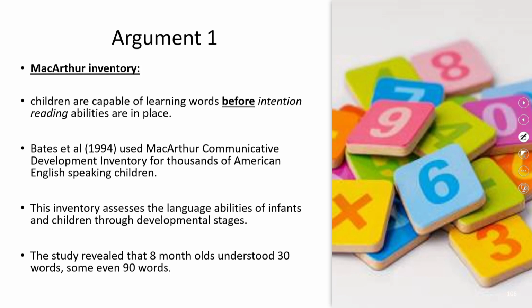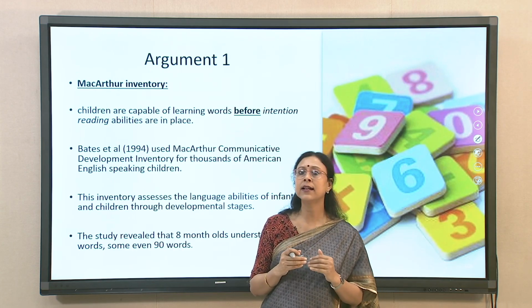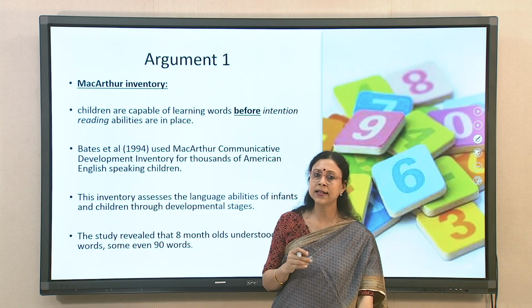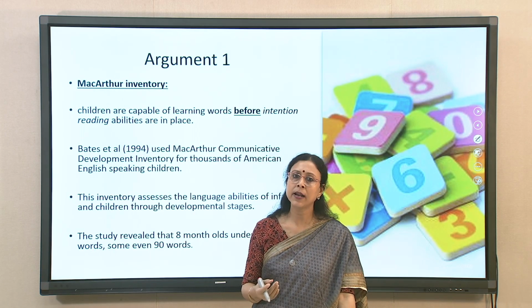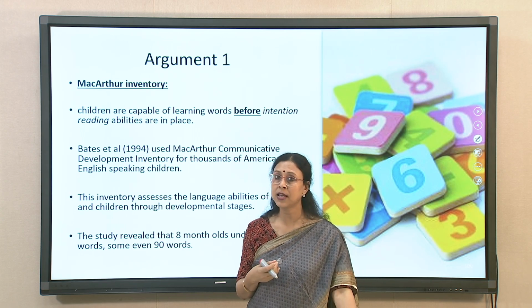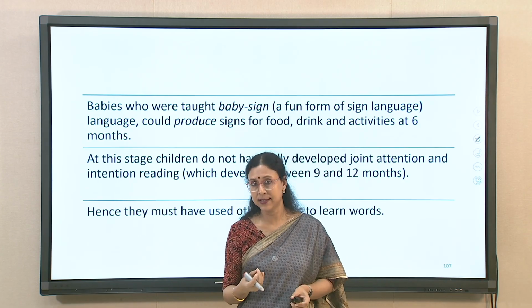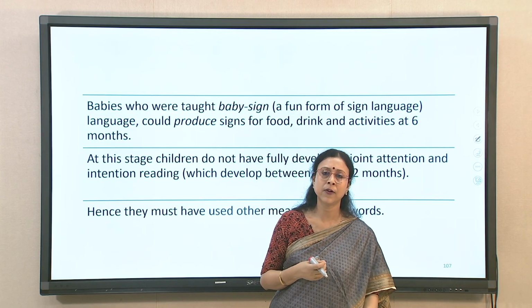This inventory assesses the language abilities of infants and children through developmental stages. In the particular study by Bates et al. 1994, they revealed that 8-month-olds understand 30 words, some even 90 words. We are talking about comprehension. So, even at that age, at that layer of developmental stages, they are able to comprehend so many words, and that is not the stage where the theory of mind or joint attention or understanding others' intentions have been completely developed. So, which means this is not necessary for understanding words.